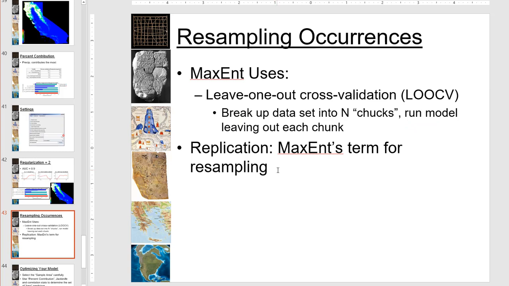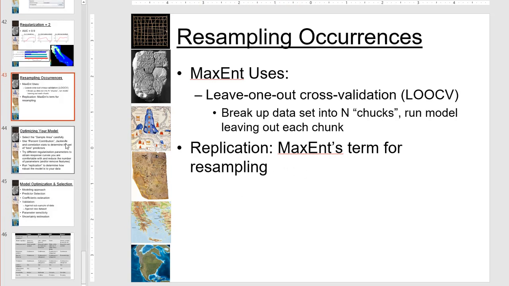MaxEnt inherently uses leave one out cross-validation, so it breaks the data up in n chunks, similar to what we've seen before with k-fold cross-validation. And then it does that over and over again, but it uses the word replication, just another word for resampling over and over again, or Monte Carlo.